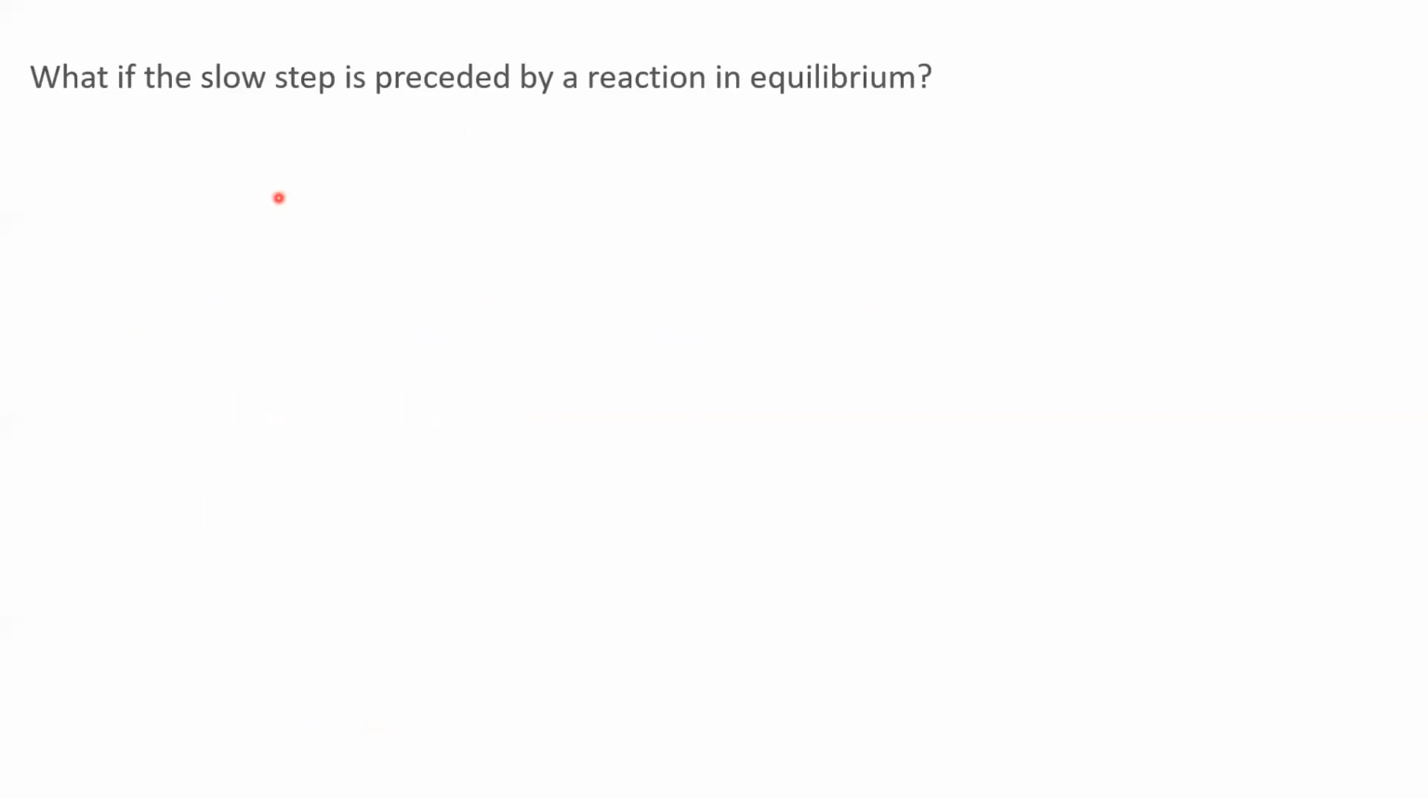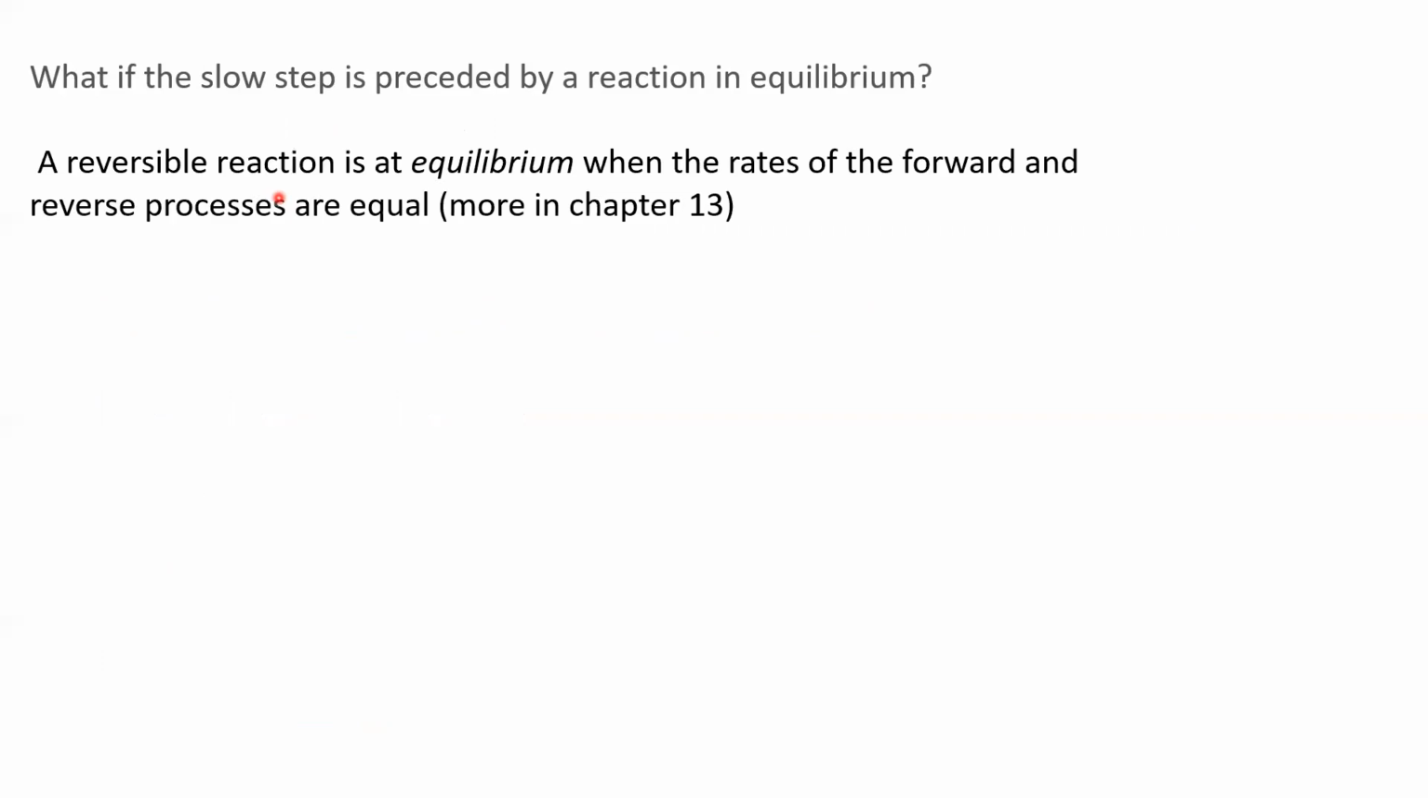Let's look at reactions that have what are called equilibrium steps in them. And we're going to spend a lot more time in the next couple of chapters talking about equilibrium. We're just going to talk about them very generally here. When we talk about equilibrium reactions, they're reactions that are reversible, meaning that the reactants can produce products, but then the products can reproduce the reactants we started out with. They're reversible. They can go in both directions. Okay. And when they're at equilibrium, the rate of the forward reaction equals the rate of the reverse reaction.